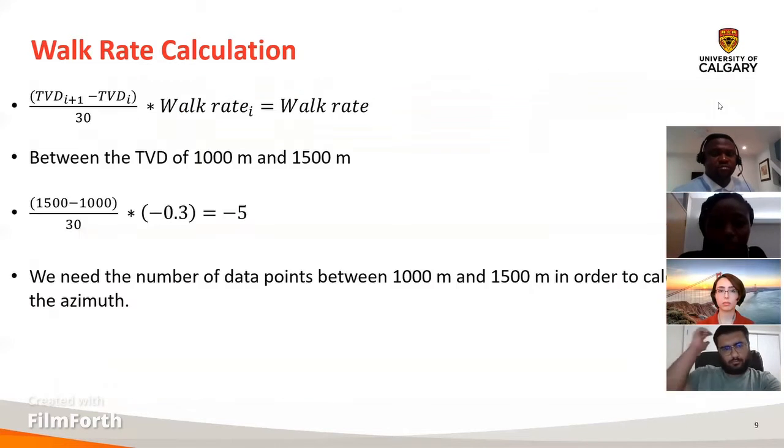For the walk rate calculation, we use the TVD of the bottom. We subtract the TVD at the top from the TVD at the bottom, and then divide by 30, and then multiply by the walk rate. So for example, between the TVD of 1,000 and 1,500 meters, the walk rate is -0.3 per 30 meters. So for the 500 meters, which is the distance between 1,500 and 1,000, the walk rate in that region is given as -5. Now, in order to calculate the azimuth, we need to know the number of data points that we have between 1,000 and 1,500 meters.